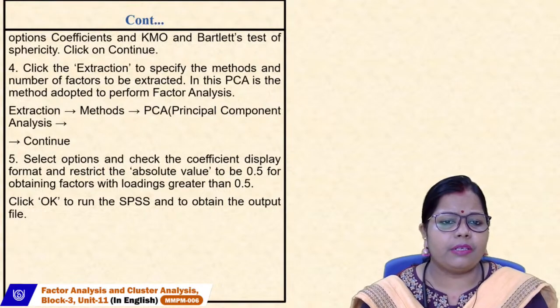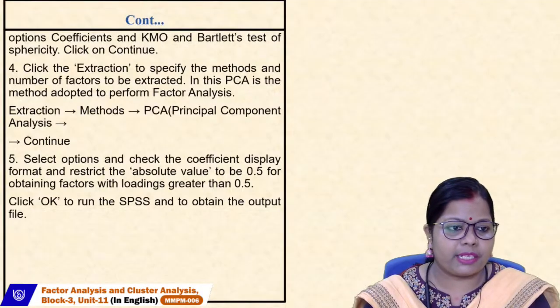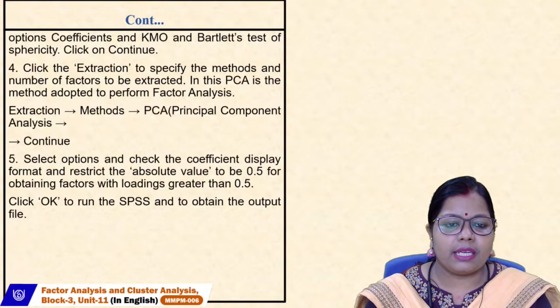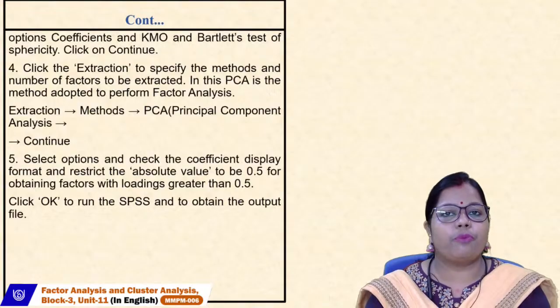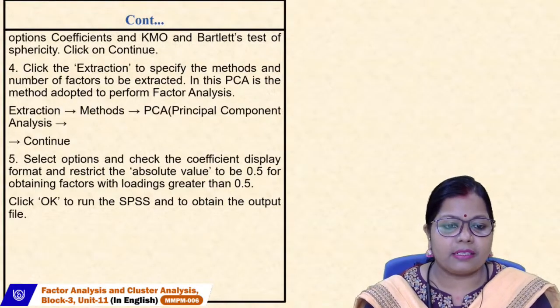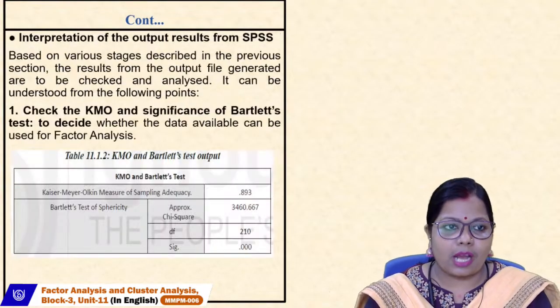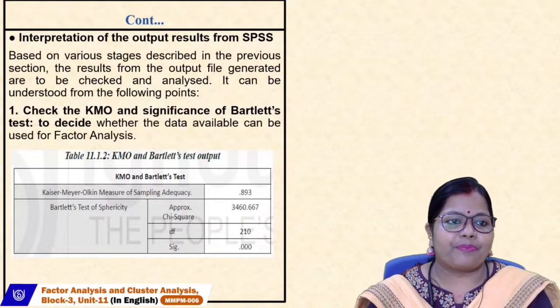So for PCA, principal component analysis, we will go to the extraction, then from the method we will select principal component analysis, then we will continue. After that, we will select the option, check the coefficient display format and restrict absolute value to be 0.5, or obtaining factors with loading greater than 0.5. After choosing all these things, we will click on OK. After clicking OK, we will get the KMO table.